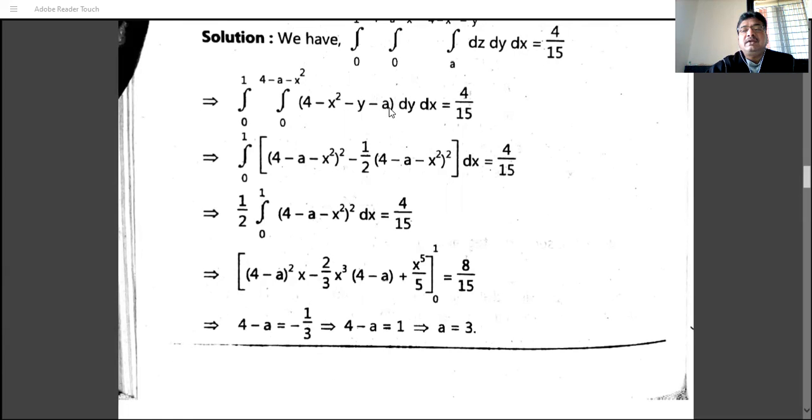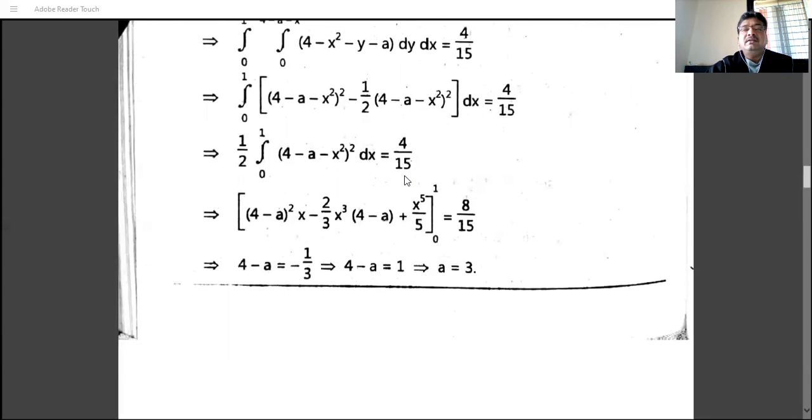Integration of a is ay. And then find the value at the upper limit. That is, find the value at this and find the value at this. We have this answer. Then simplify that and integrate with respect to x now. Integrate that with respect to x. We get this answer. Square this bracket in order to solve the integration.